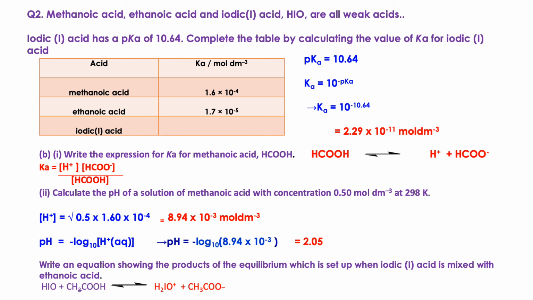From the table we see ethanoic acid has a Ka value of 1.7 into 10 to the power minus 5, whereas the iodic acid has a Ka value of 2.29 into 10 to the power minus 11. So ethanoic acid is a stronger acid and iodic acid is a weaker acid. So iodic acid will behave as a base and accept a proton from ethanoic acid. So we get H2IO3 plus and CH3COO minus.